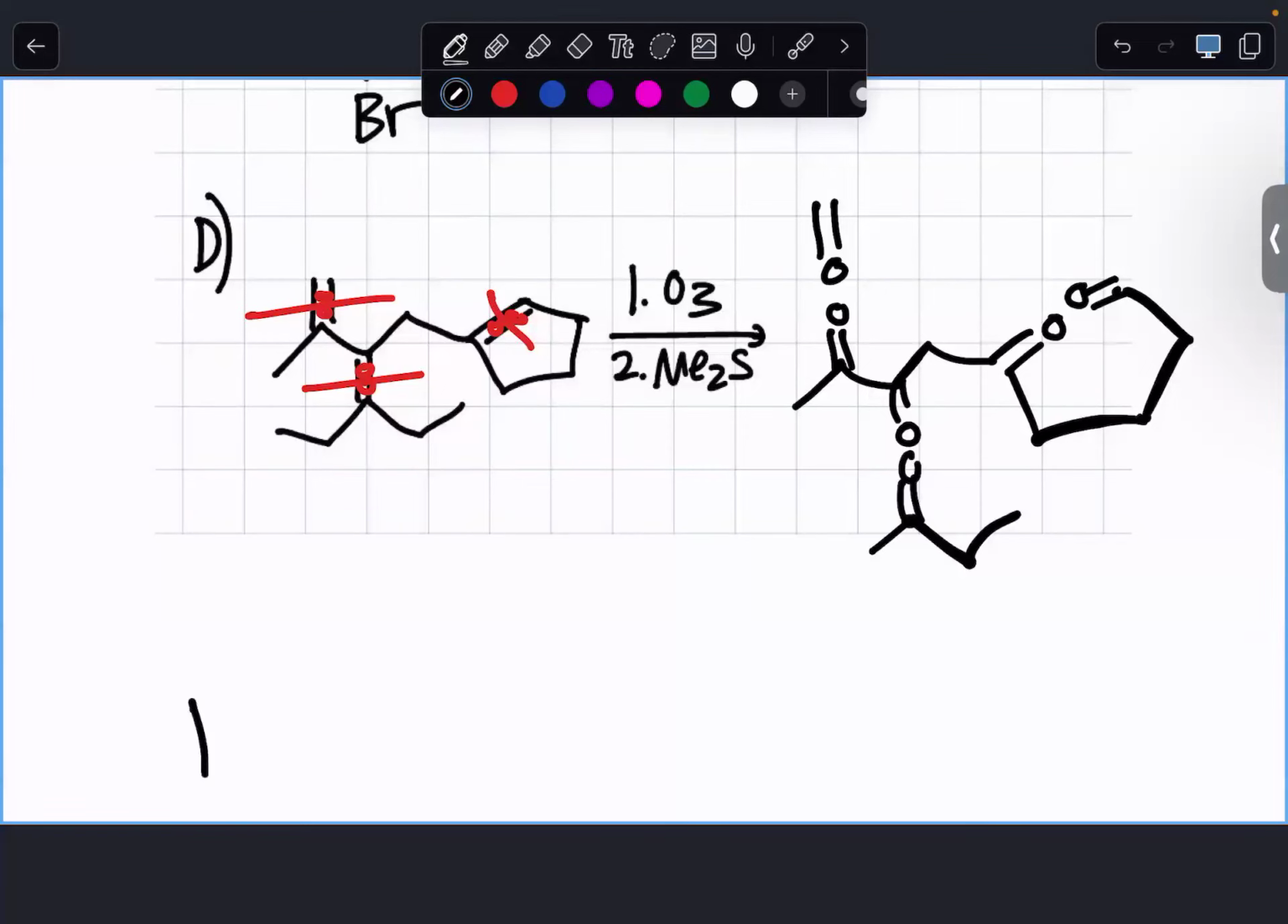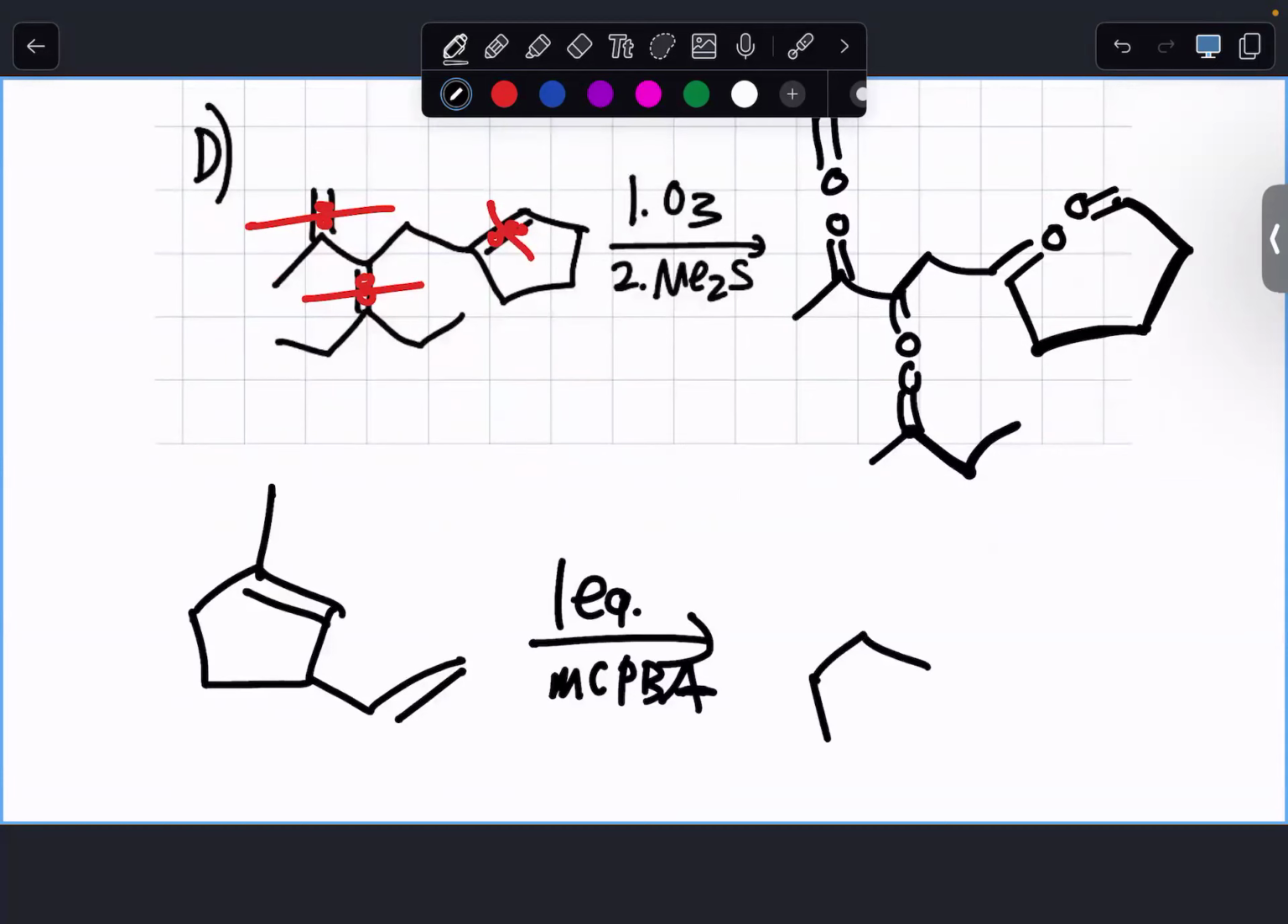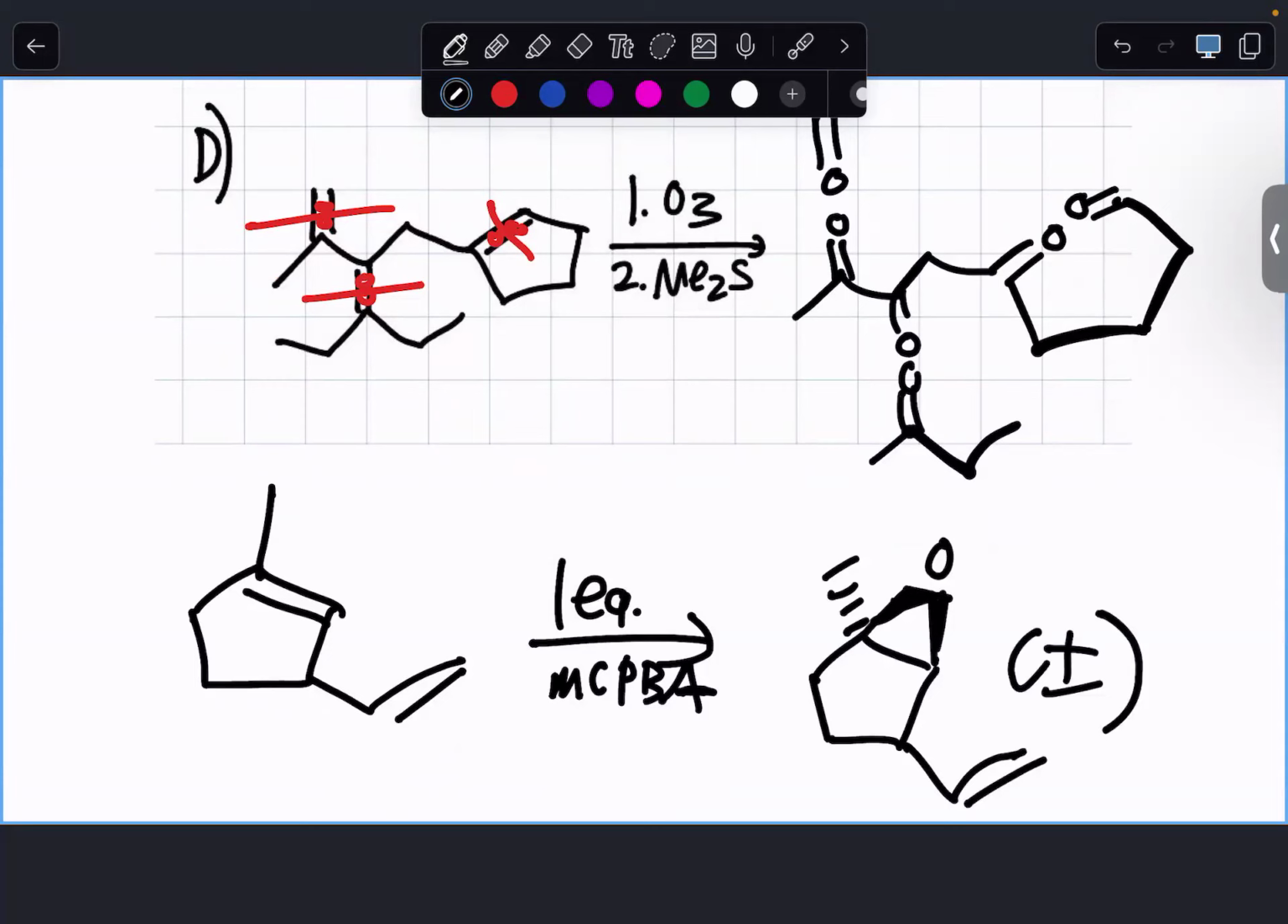Let's say you have something like this reacting with one equivalent of MCPBA. Which alkene would it react with? The top one. And what does MCPBA make? An epoxide. That's right. The rest of the reactions that form things on multiple double bonds just do it to all of them. Like hydrogenation does it to all of them as well.